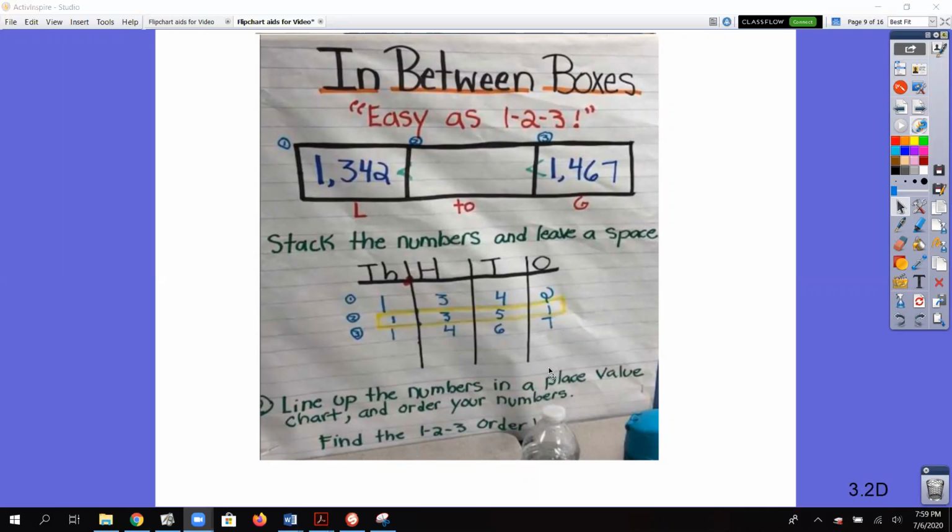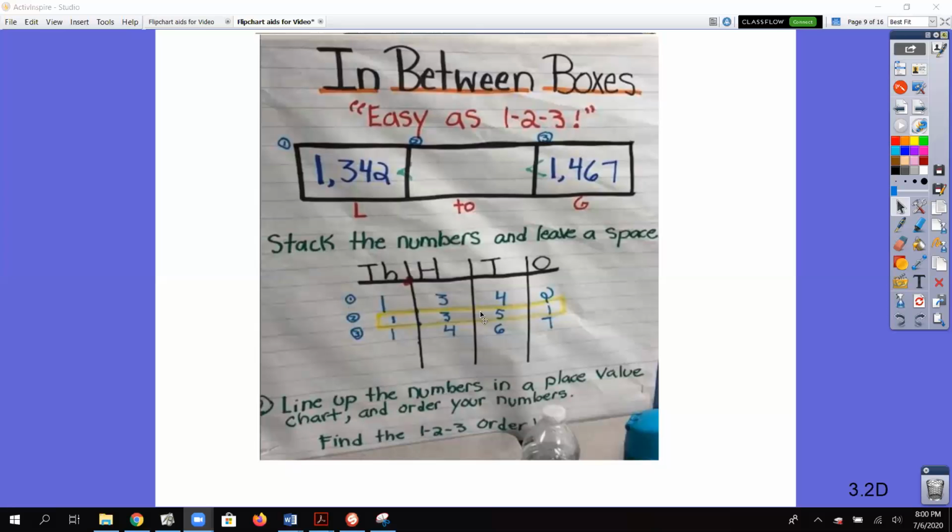So if you notice, they numbered them. It says line up the numbers in a place value chart and order your numbers. Find the 1, 2, 3 order. Find the 1, 2, 3 order means that you're ordering it, whatever they're asking for. Here was from least to greatest. So the first one was a number 1, and that's the least number. That's why it went here.